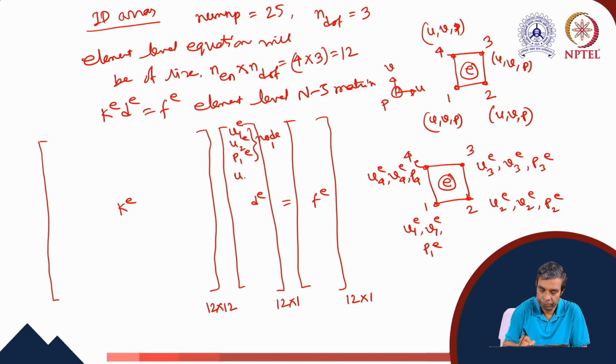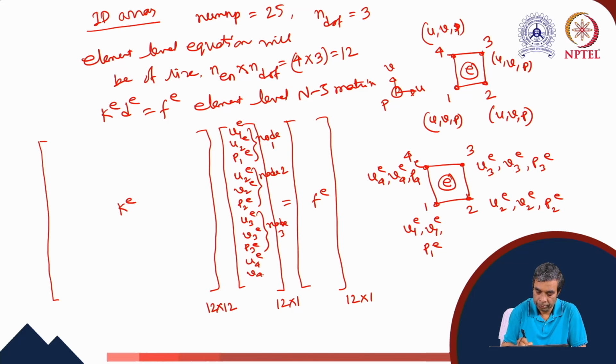Then we shall have U2e, V2e, P2e. This is for local node 2. Then we shall have U3e, V3e, P3e. This is for local node 3. And finally, we shall have U4e, V4e, P4e for local node 4.